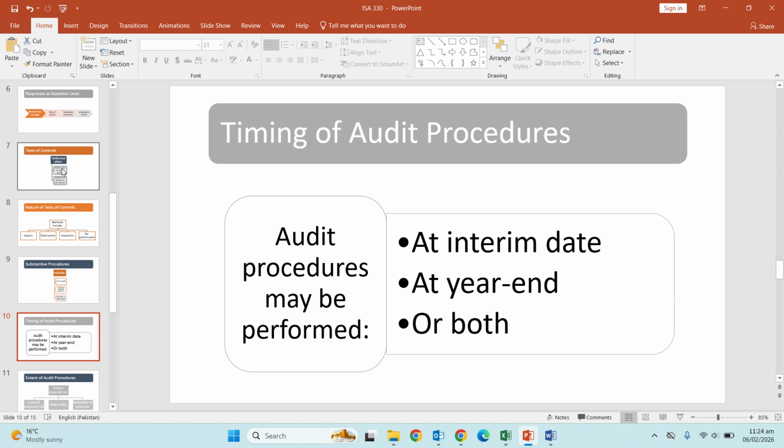So, timing of audit procedures. Audit procedures may be performed at an interim date, at the year end, or at both stages. When assessed risk is high, audit procedures are generally performed closer to the year end to reduce the risk that material misstatements remain undetected.